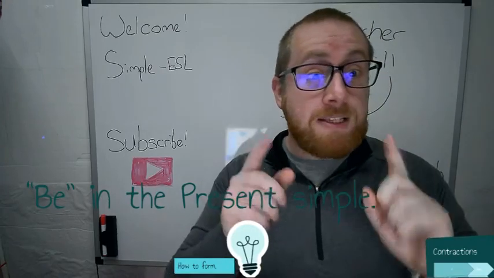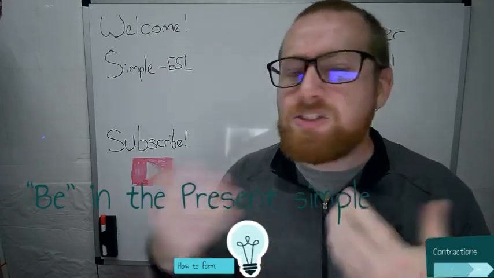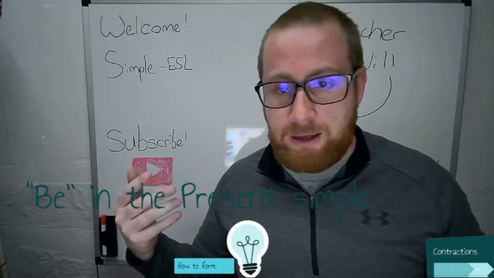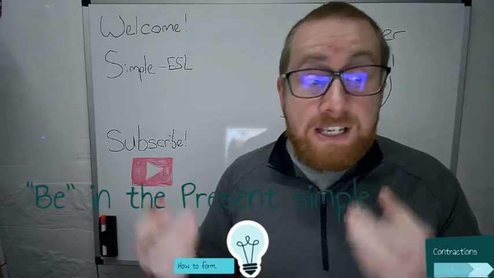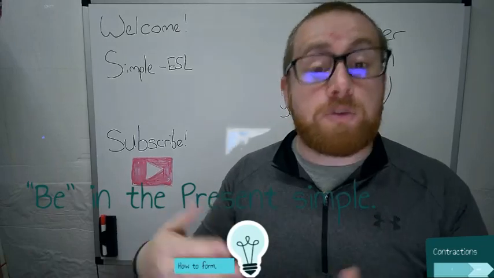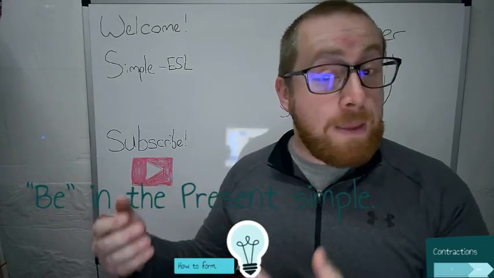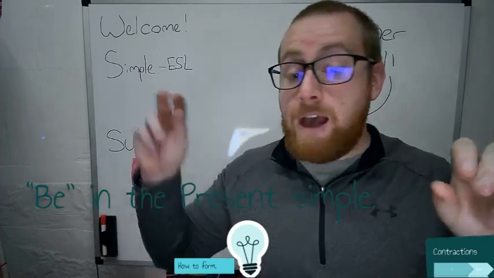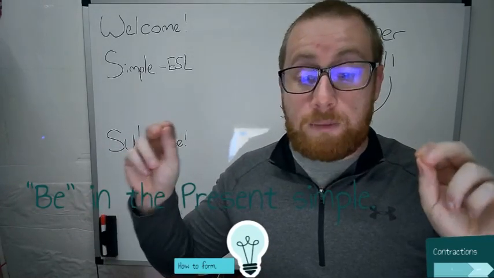Now remember that the present simple tense is used for things that are generally true, habits, routines, and states. Practicing these forms and using these sentences will help you become more comfortable using the verb to be in the present simple tense and understanding how the pronoun affects the form of the verb.